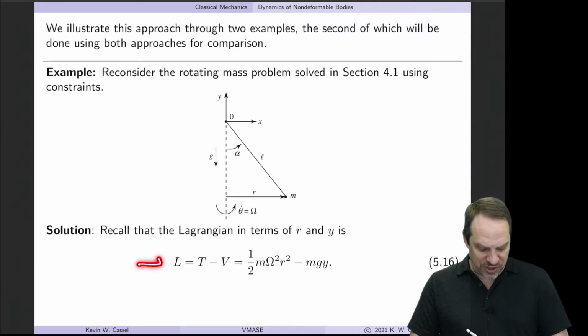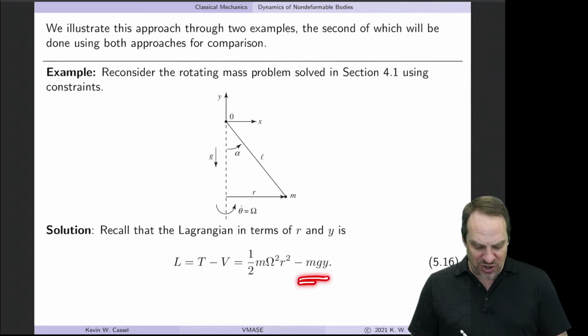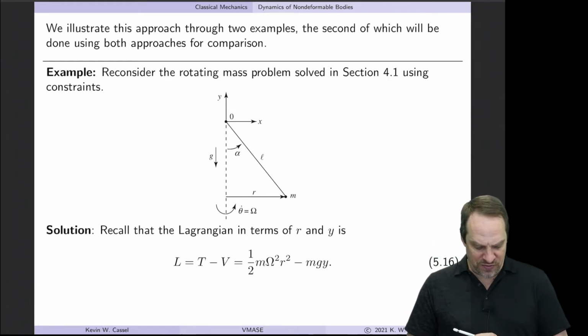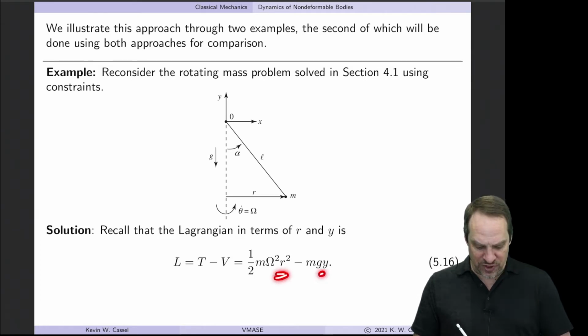So this is the Lagrangian, the T minus V that we got in that previous example: 1/2 m Omega squared times r squared. That's obviously the kinetic energy due to the rotation of the mass, minus mgy, which is the potential energy due to the elevation of the mass. And you see we have two dependent variables, r and y. It's truly a 1 degree of freedom system, so we need one constraint that relates these two variables together.